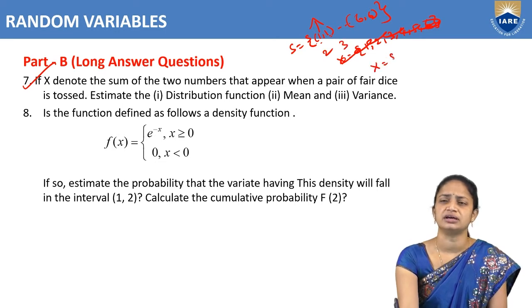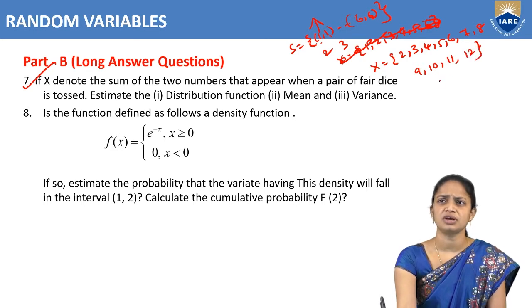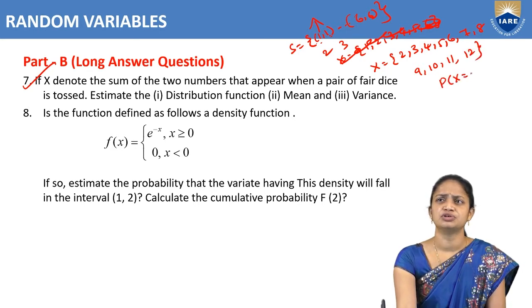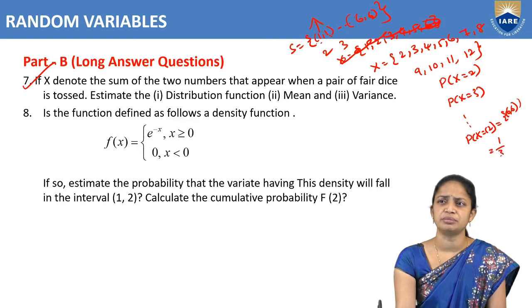So like that we will get x equal to 2, 3, 4, 5, 6, 7, 8, 9, 10, 11, and 6 comma 6, where 6 plus 6 is 12. We have to find the probabilities. So p of x equal to 2, p of x equal to 3 we can find, and like that p of x equal to 12. For p of x equal to 12, only one outcome is there, that is 6 comma 6. So that is 1 by 36.